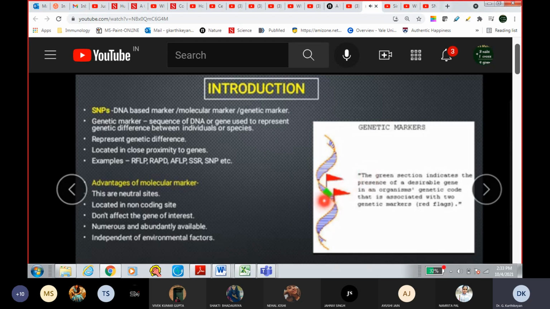For example, in this picture, the green area shown in the DNA sequence is a gene sequence with two flags acting as genetic markers for that specific gene area. So this is called a genetic marker. You don't see a literal flag, but what you see instead of a flag is certain specific sequences. For example, in this case, you may see a promoter sequence somewhere here, and you will see a terminator sequence somewhere here.